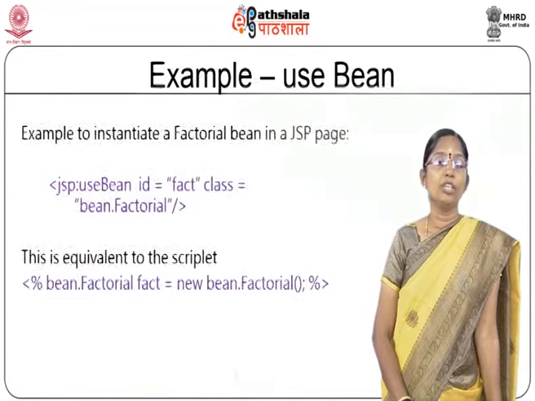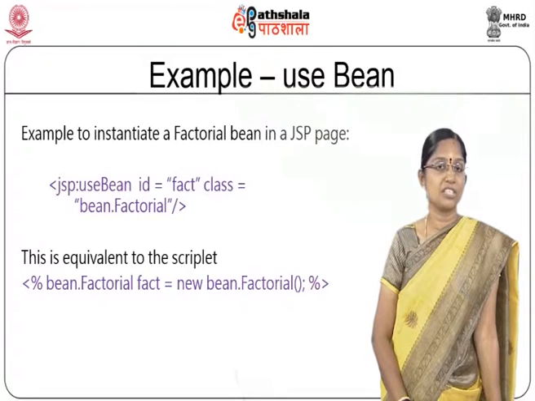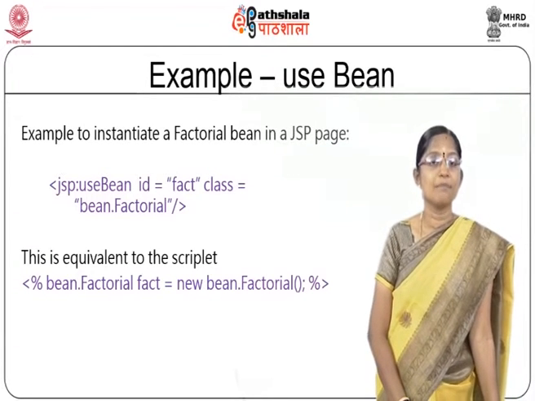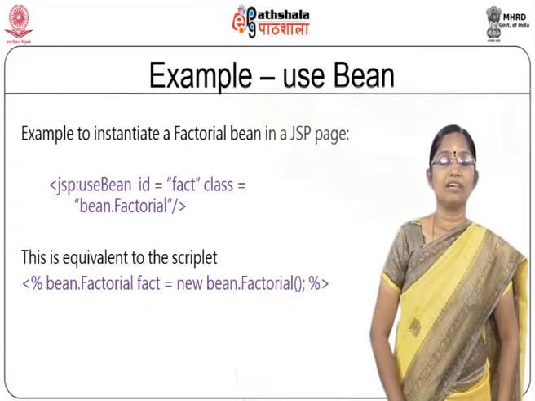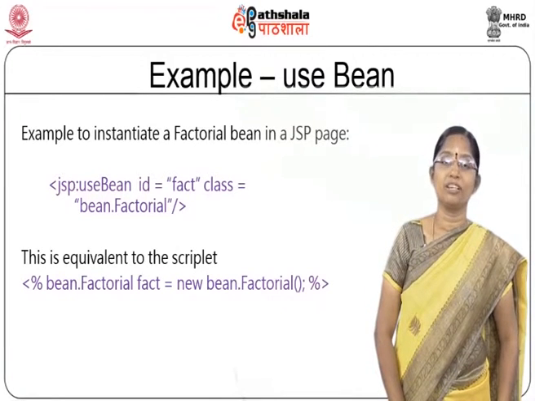So here we can go through the syntax of this. We are going to create a factorial using a bean class. jsp:useBean is a useBean action tag. The ID of this object is going to be fact, and the class name is bean.factorial. That is, bean is going to be a package, and under that the factorial class has been taken.